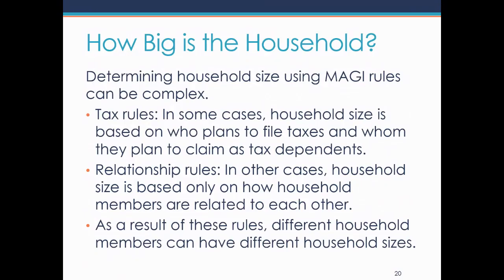All right, so let's move on to how the household size is determined for MAGI rules, which honestly can be a little complex. In some cases, the household size is based on who plans to file taxes and whom they plan to claim as tax dependents. These are called tax rules. In other cases, household size is based only on how the household members are related to each other, and these are called relationship rules. Now, as a result of these rules, different household members can have different household sizes.